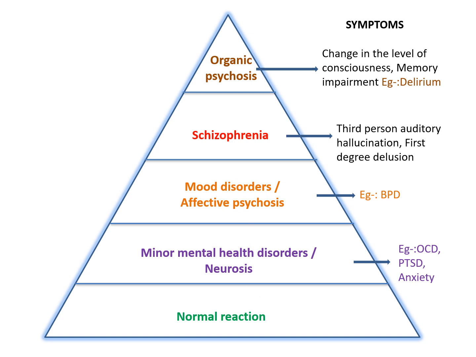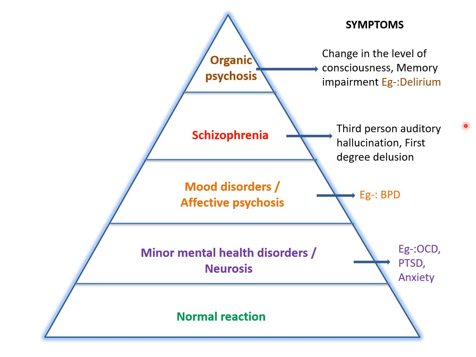When a patient presents with a change in the level of consciousness or memory impairment, we put them at the top of this hierarchy model. They go into the diagnosis of organic psychosis. It means we have to think of organic pathology for their disturbance.